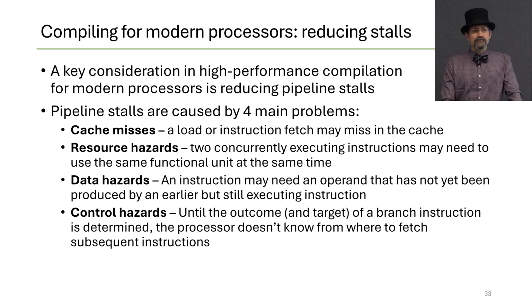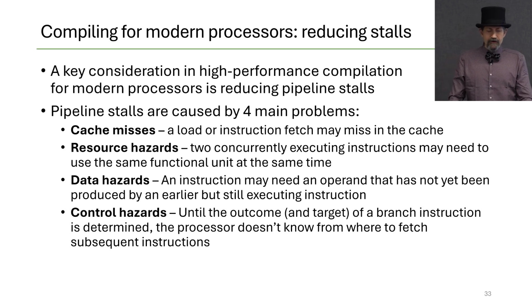Now, pipeline stalls are caused by four main problems. One is a cache miss. So a load or a fetch of an instruction may miss in the cache, and we have to go to main memory to get that data or that instruction. That takes a long time, and so we stall the pipeline until we get that data or instruction.